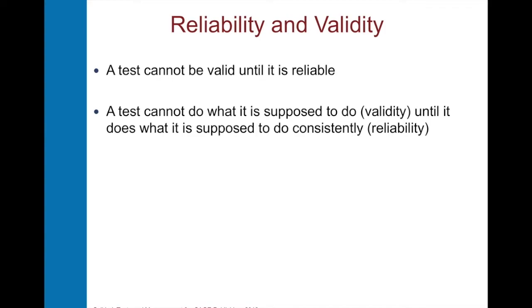What this means is that the validity of a test is necessarily constrained by the reliability of that test. So you need to be reliable first before you can be valid, essentially. So that's why it's so important to talk about reliability first, but it's also important to talk about validity because it's very possible for you to be consistently wrong.